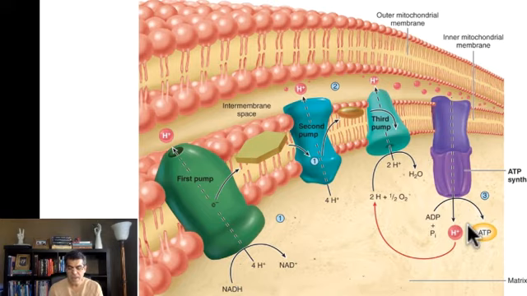When you bring FADH2, however, the end result would be only 1.5 ATP. So for every NADH, you create 2.5 ATP. And for every FADH2, you create only 1.5 ATP.